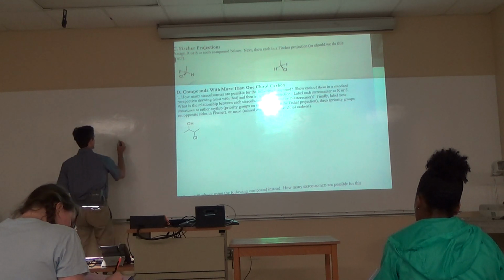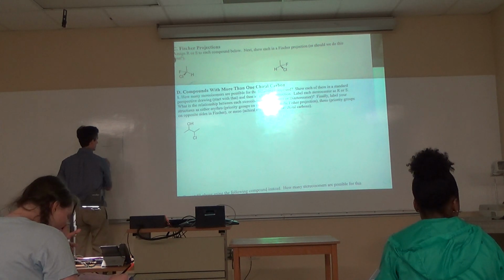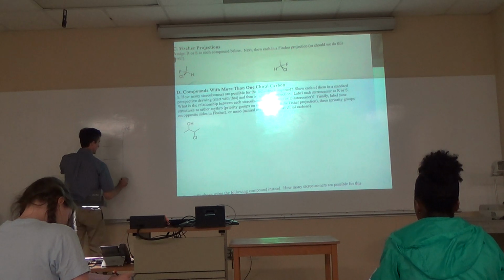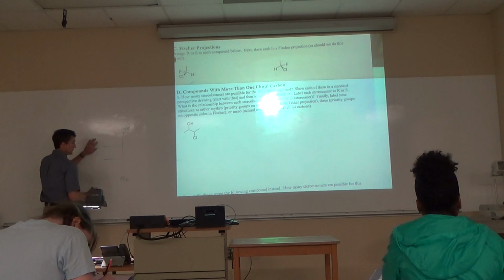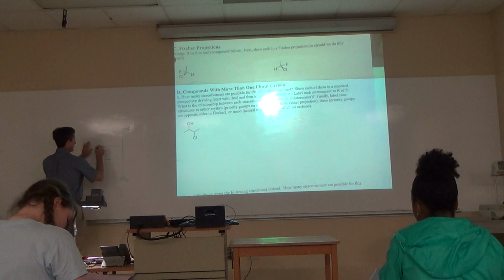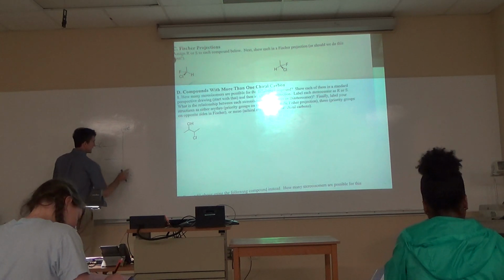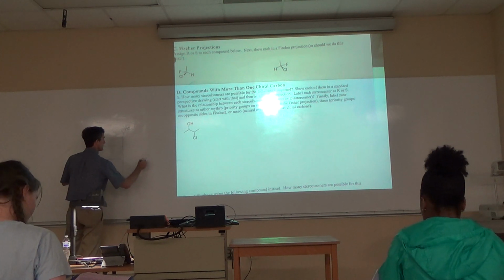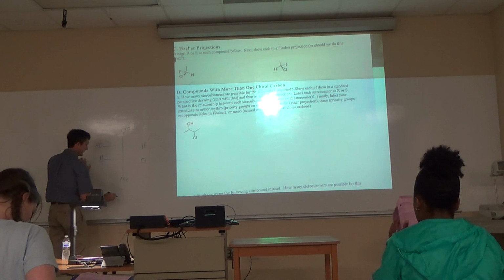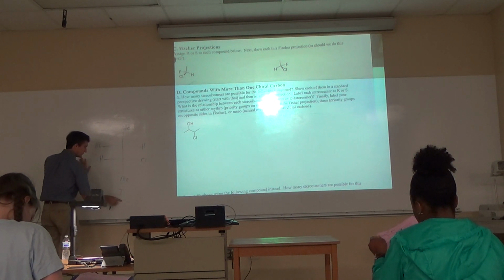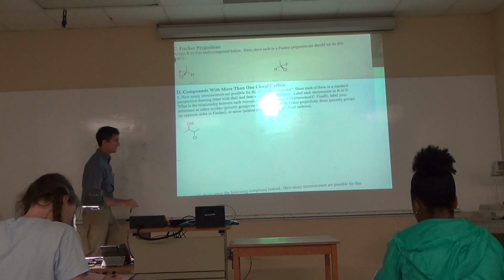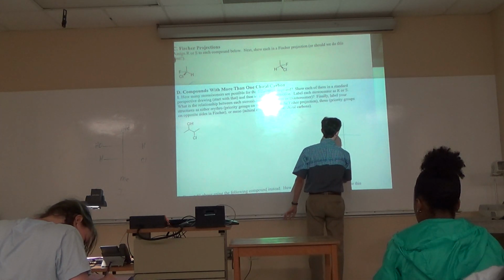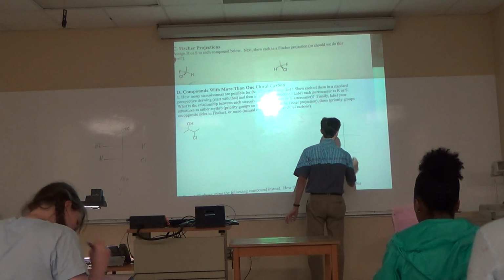Fisher projection of Roman numeral 1. What side was the OH on? Roman numeral 1, on the left. OH was over here? Yes. Which side was the chlorine on? On the right. Is that Roman numeral 1? Yes. Did we draw all 4 or did we just draw the number 4? Number 4. Was number 4 the enantiomer? Yes.